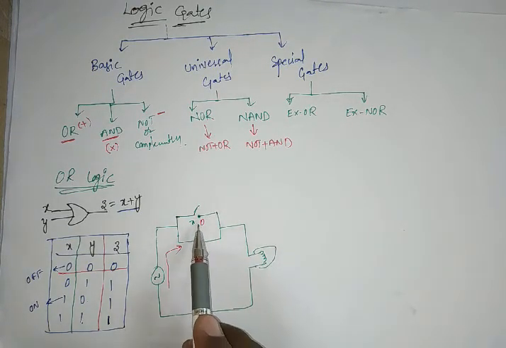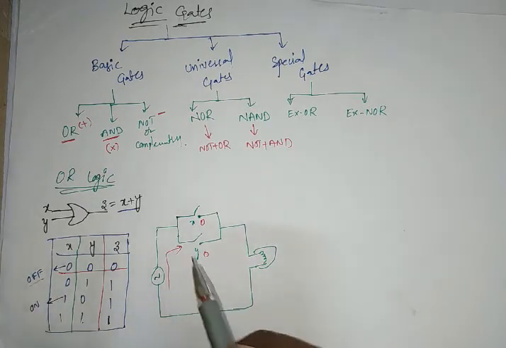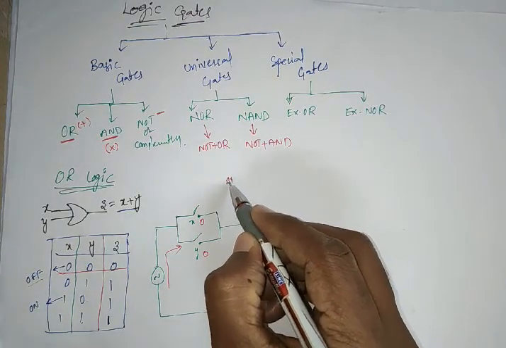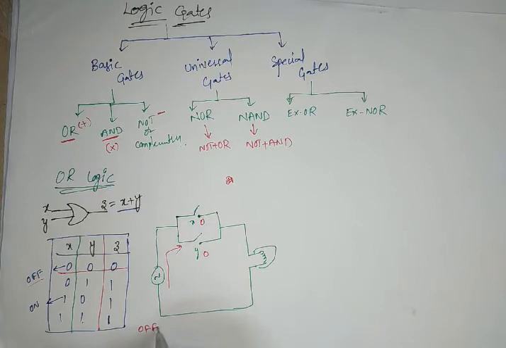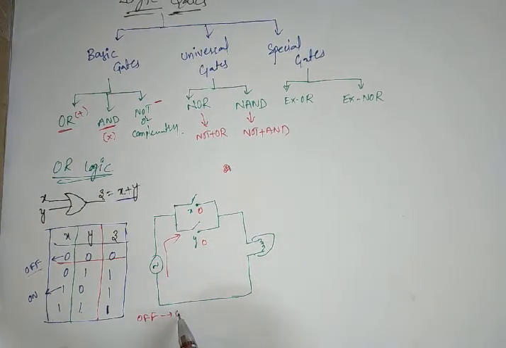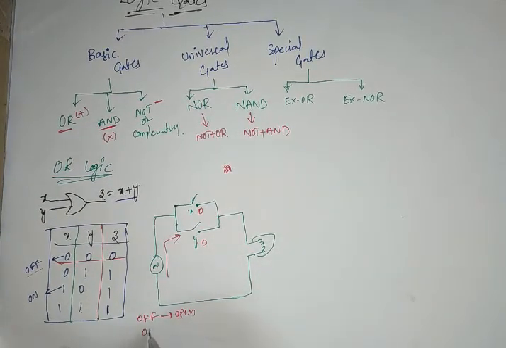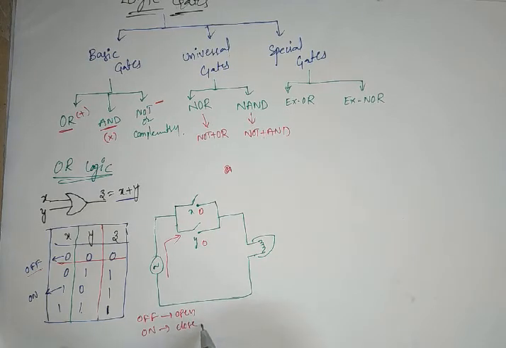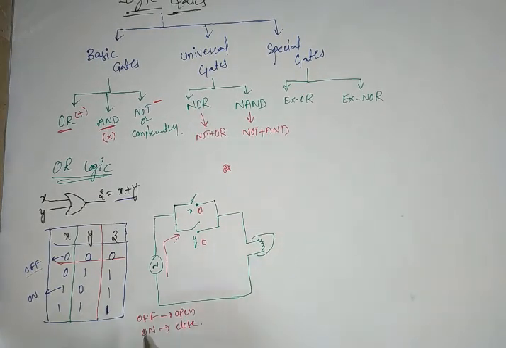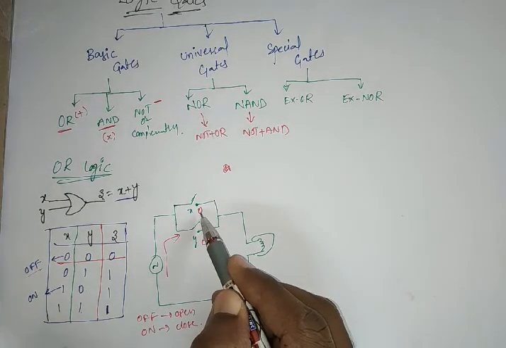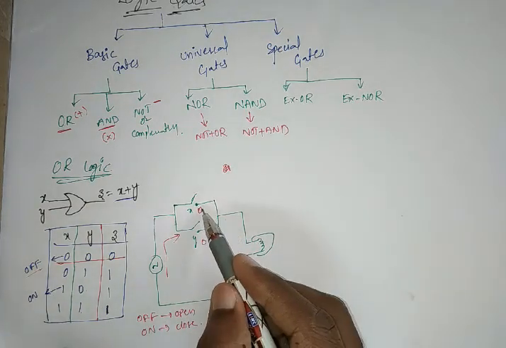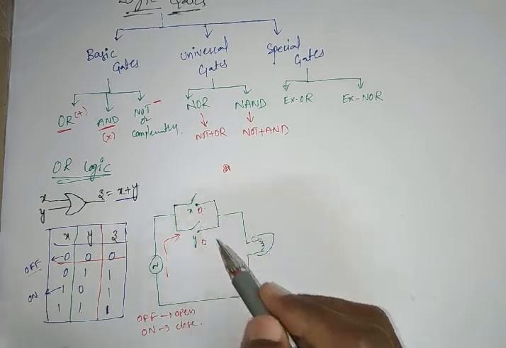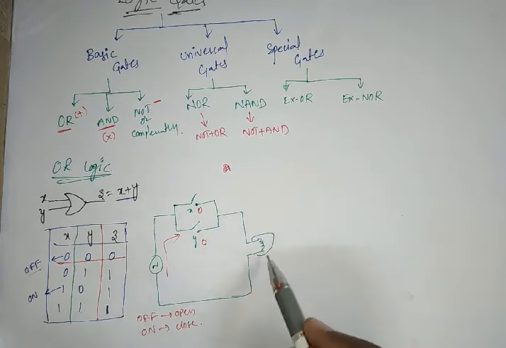Okay, here both the switches are off. Off means open circuit, on means closed. Off means 0 representation, on means 1. So both are 0 0, that means open circuits. So there is no supply across the bulb, so that bulb goes to off state.